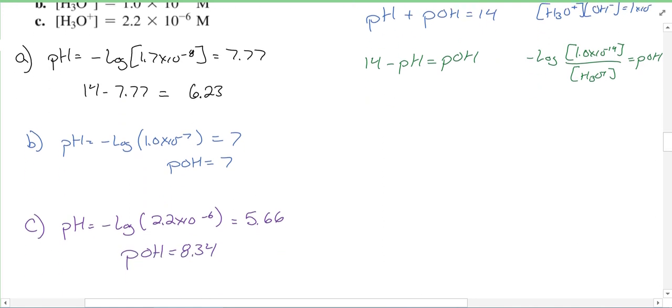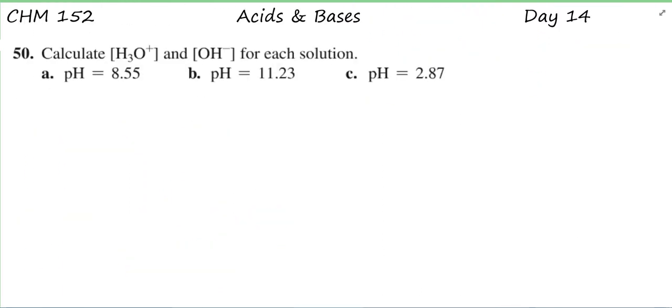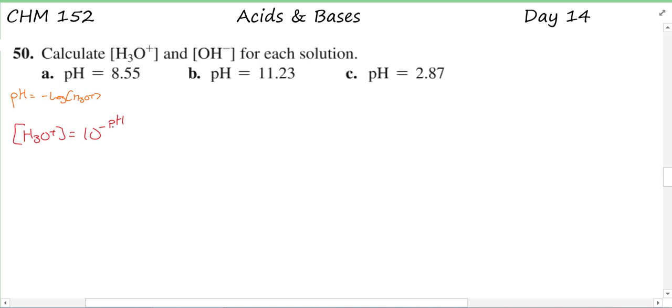Hopefully that does well for 49. Number 50. Now we're calculating hydronium and hydroxide, going the other way. So what we had, pH equals negative log hydronium, we're now going to do that hydronium equals 10 to the negative pH. How do I throw that in my calculator for 8.55?